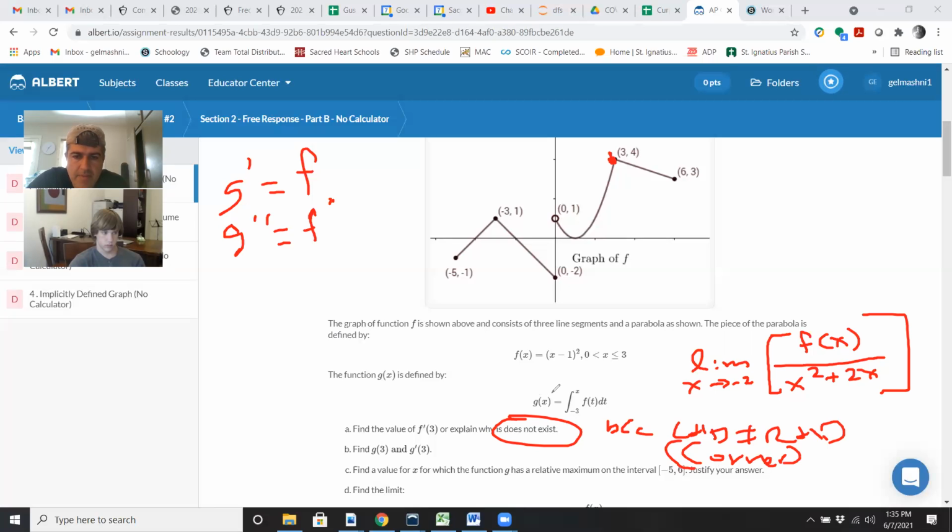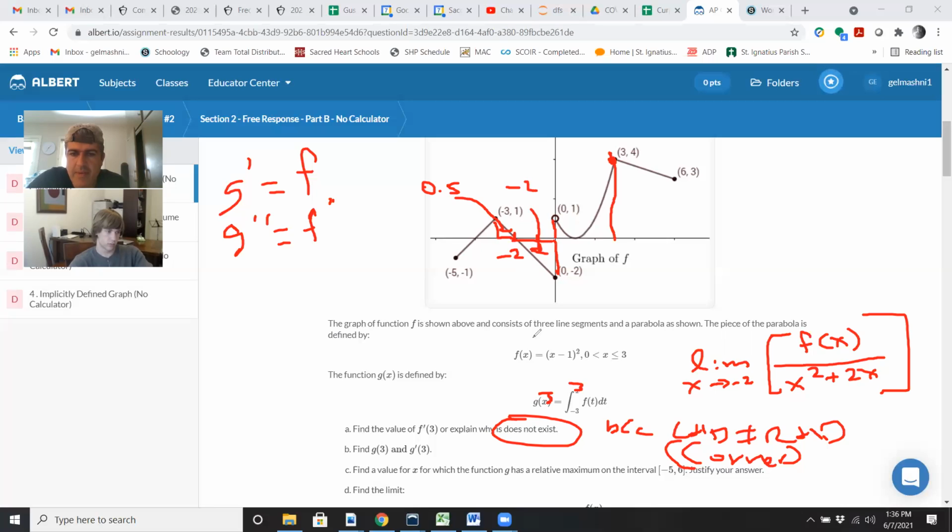Now, G of 3 is actually the area. So you have this region. So this right here, that's -2, and that's -1. So that area is going to be, I think, 0.5. And that area is going to be, I think, -2.